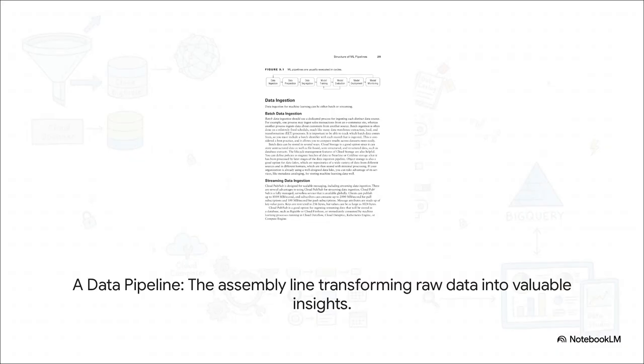I think the best way to imagine a data pipeline is like an assembly line for information. You've got your raw materials, the data, coming in at one end. It then moves through a bunch of different stages, getting cleaned up, processed, and refined. And what comes out the other end is the finished product, a valuable, actionable insight. It's really a journey from chaos to clarity.